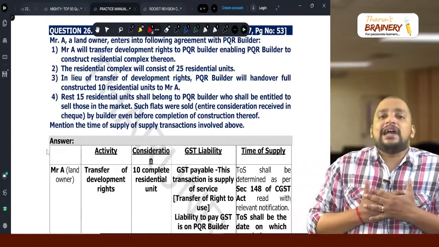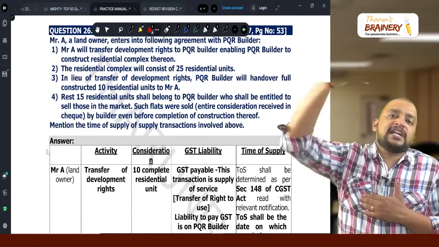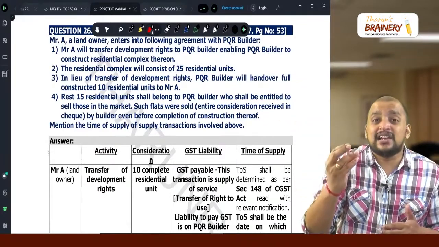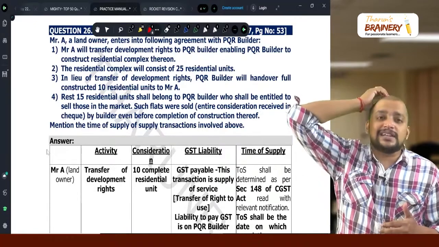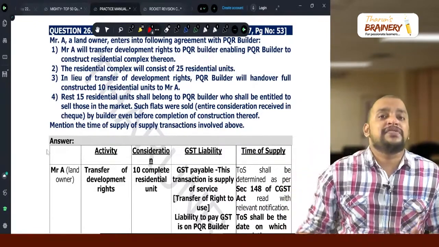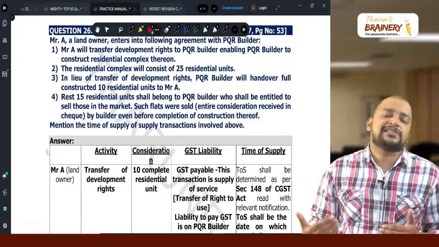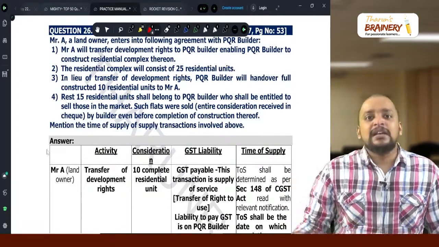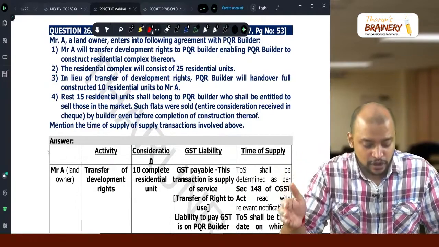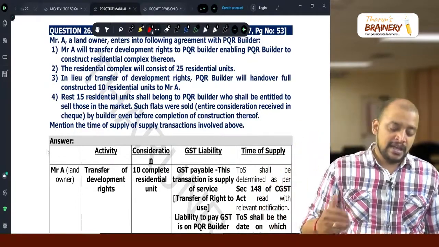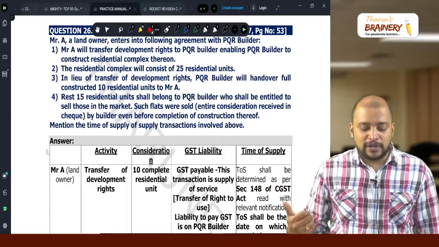So, A is the landowner, PQR builder gets the transfer of TDR, and the consideration is received. As this is in relation to residential property, there is an exemption available. So, the time of supply will be, who will pay GST? The builder will pay GST. The time of supply will be completion certificate date or first occupation date, whichever is earlier. Then the remaining 15 units belong to PQR builder.